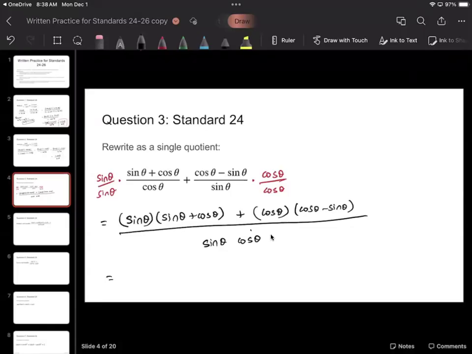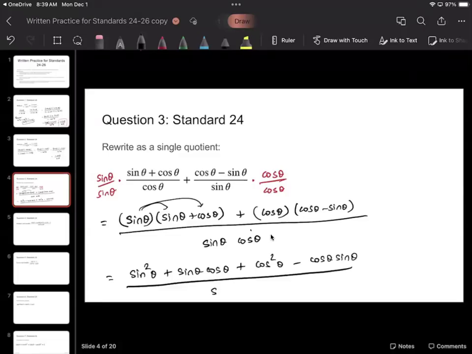So let's distribute and combine like terms. When you distribute here, what are you going to get? Sine squared theta plus sine theta cosine theta plus cosine squared theta minus cosine theta sine theta. So now this and this gets cancelled, and you know that sine squared theta plus cosine squared theta is just 1. So your final answer is this. Okay, can just leave it like that.